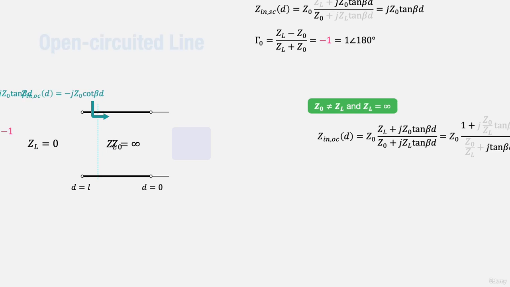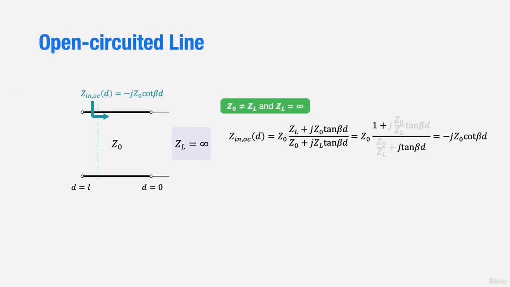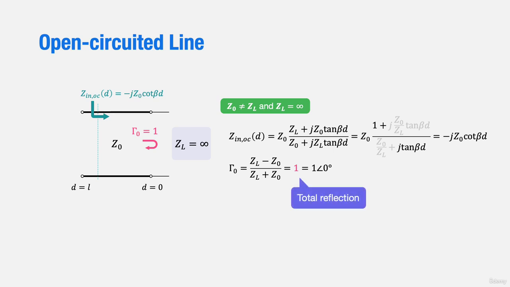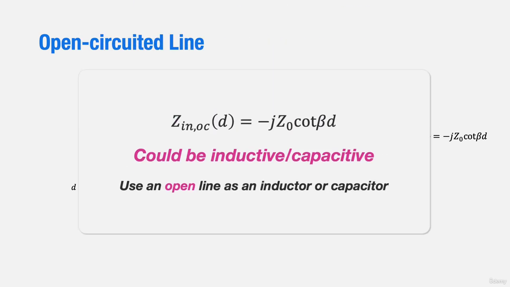Now let's examine what occurs when the end of a line is connected to an infinitely large load, that is, the end is open. In this situation, gamma 0 equals 1, indicating that the incident wave is entirely reflected. The input impedance is -j times Z0 times cotangent beta D, which shows that even when the line's end is open, it still converts to a reactance.